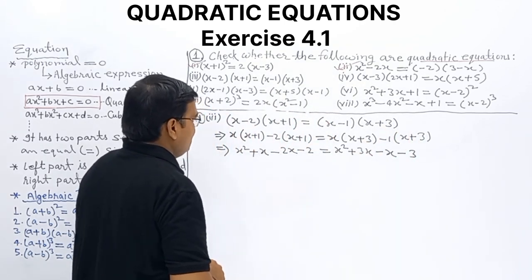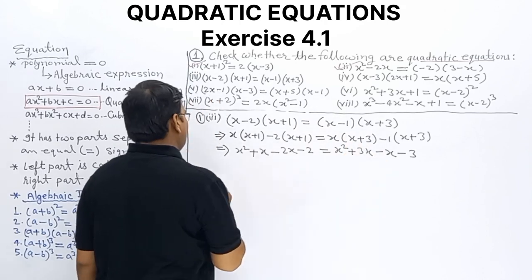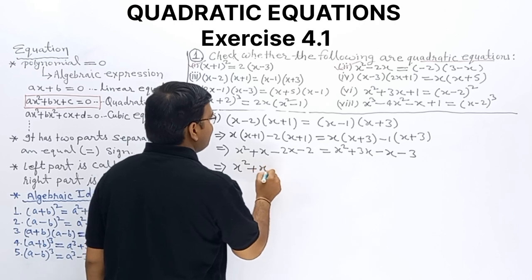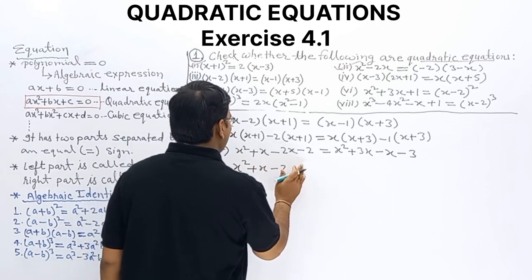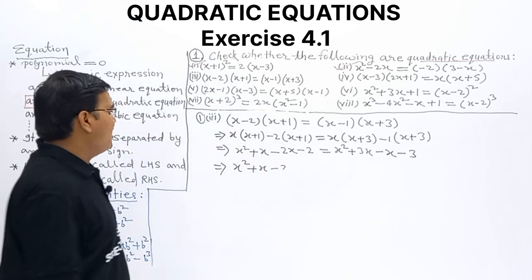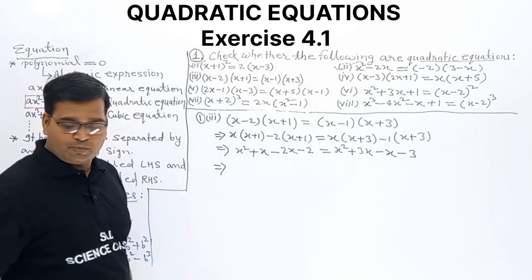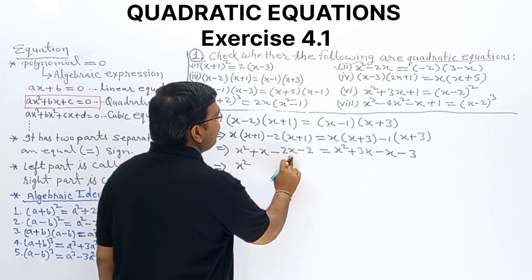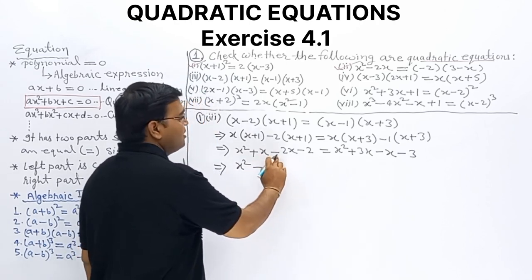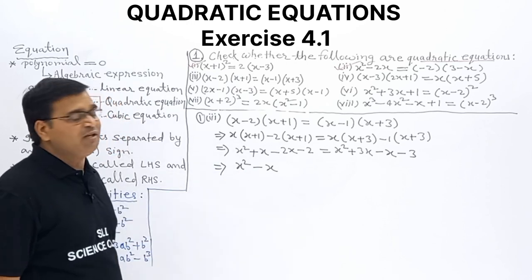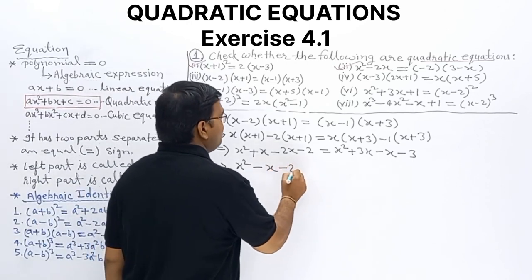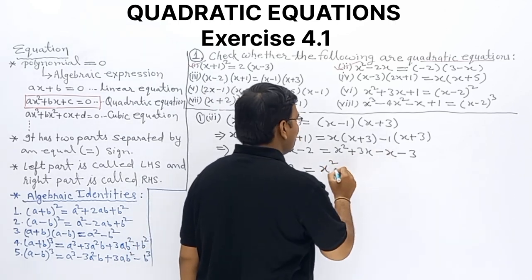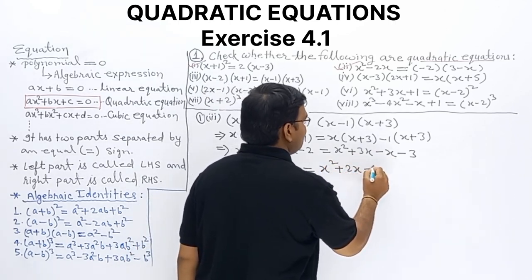Now take all these terms to the left side. x square plus x minus 2x. First simplify this one, then transpose. First simplify. x square, this one is x minus 2x. What is the remaining? Minus x. Minus 2x plus x, remaining will be x. Minus 2 on the left side. What is the remaining on the right side? x square, 3x minus x, what is the remaining? 2x, and constant term minus 3.